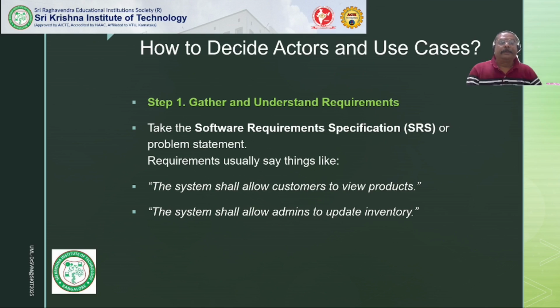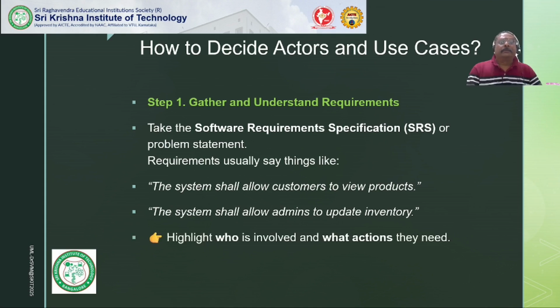Another example is: the system shall allow admins to update the inventory. Here admin is a noun and it is an actor. Update inventory is an action taken, so it is functionality. So update inventory will be a use case. What is essential is to highlight who is involved and what actions they need. So two things we need to look at: who is involved and what actions they need. Who is involved relates to the actor, and what actions they need are the use cases.